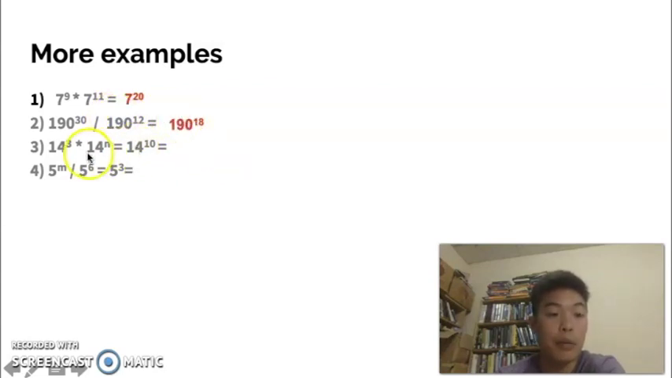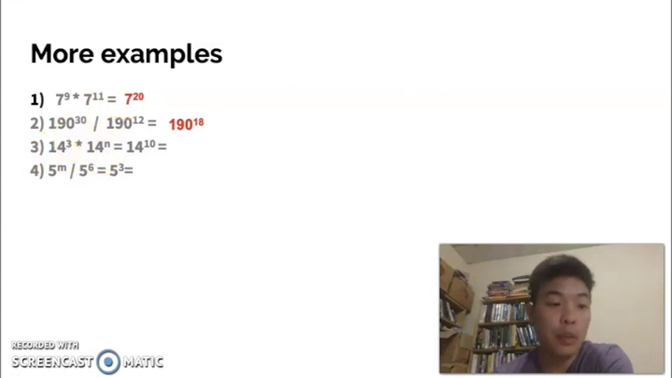For the third problem, it is a little different, as we are given b, we are given m, but we are not given n. So here we have to use a little algebra. As we can see, we have common bases, and we are multiplying, so we can use the product of powers postulate. So we know that 3 plus n equals 10. We can use algebra to know that 10 minus 3 equals n, so n must equal 7. So we can say b, which is 14, to the power of 7 is the answer.